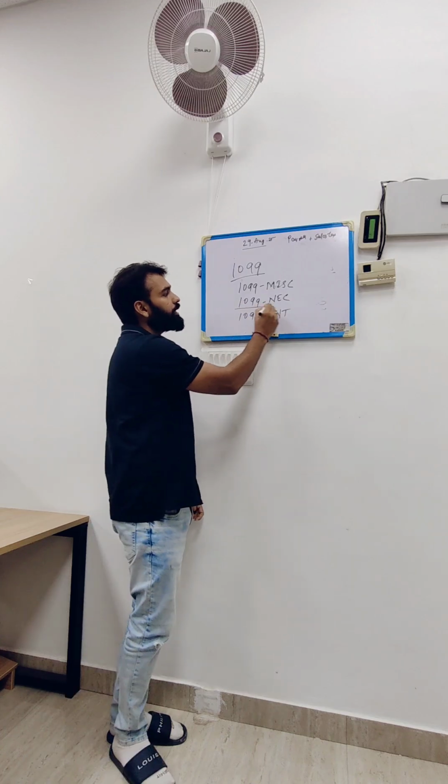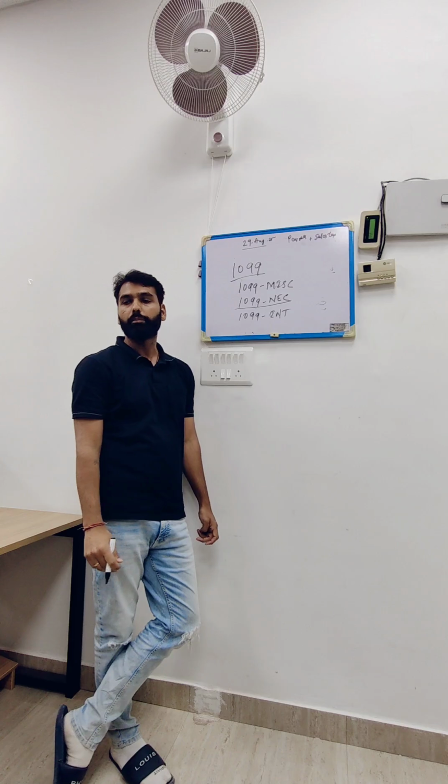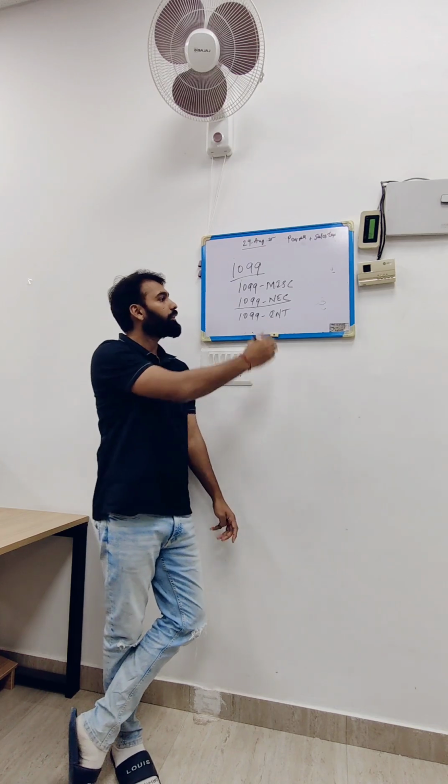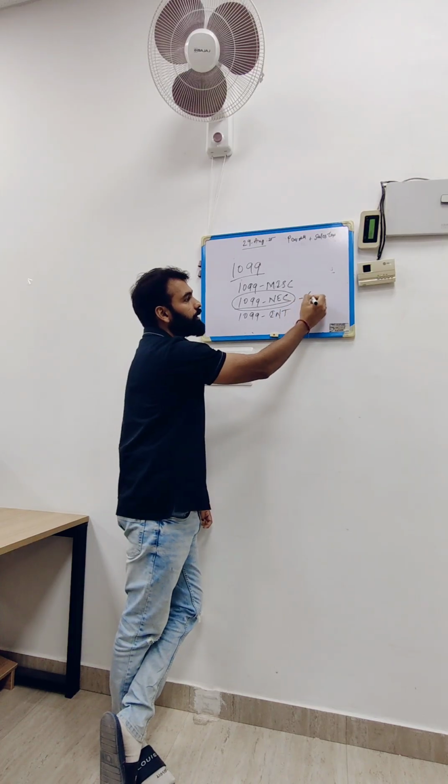So NEC includes the non-employee compensation. So any contractor that you are paying who is not your employee will be covered in here. Okay. The limit is again $600, 600 or above.